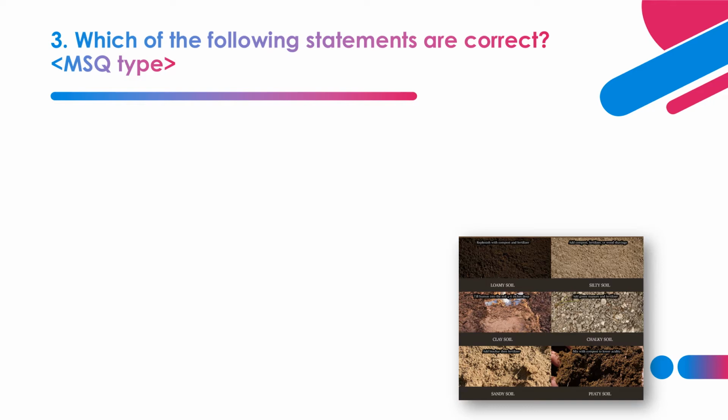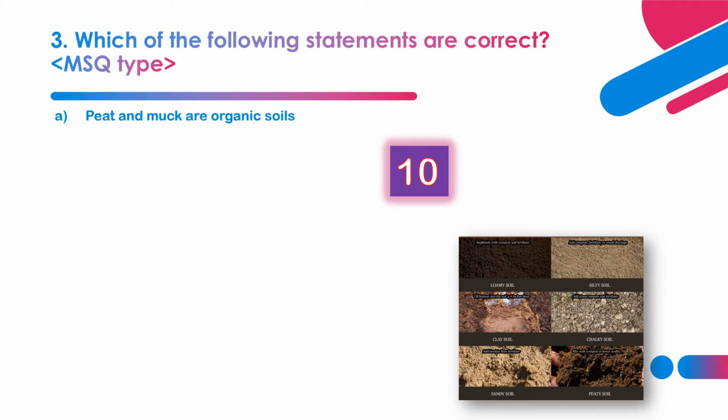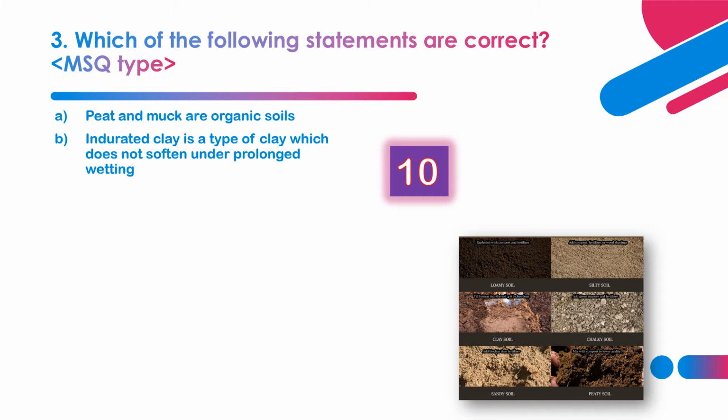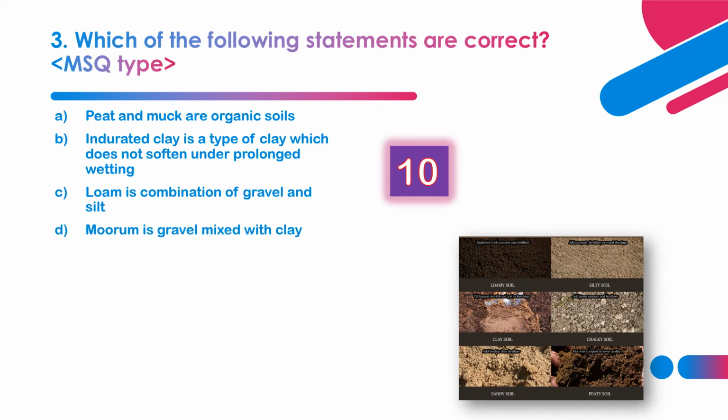So this question is all about the type of soils. Option A, peat and muck are organic soils. Option B, indurated clay is a type of clay which does not soften under prolonged wetting. Option C, loam is a combination of gravel and silt. Option D, muram is a gravel mixed with clay. So what are the correct options from these four options? Because this is an MSQ type, multiple select type, just think about the correct options. Not only one option is correct, there may be more than one option correct.